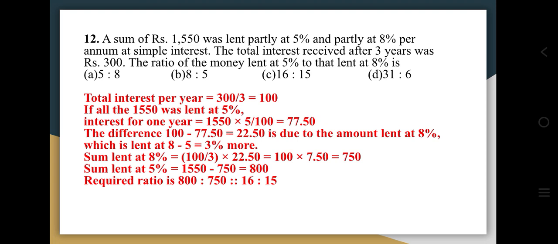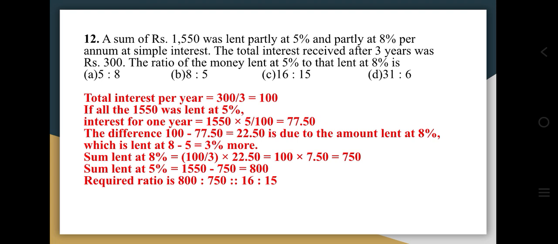Now we can take a similar problem. A sum of rupees 1,550 was lent partly at 5% and partly at 8% per annum simple interest. The total interest received after 3 years was rupees 300. The ratio of money lent at 5% to that lent at 8% is asked. Okay, so similar problem.